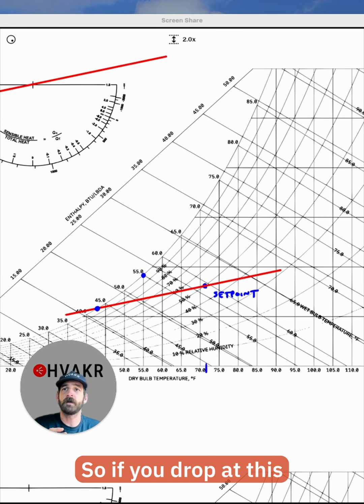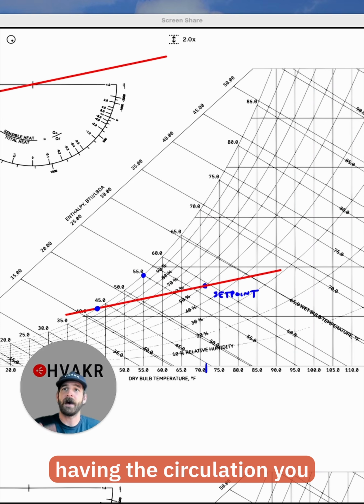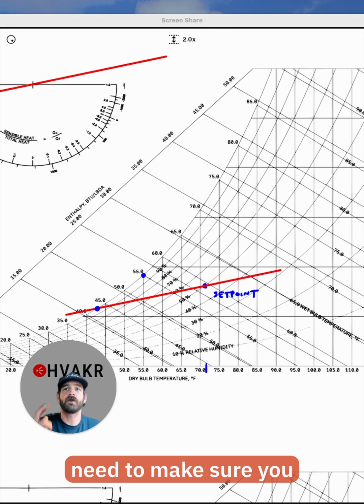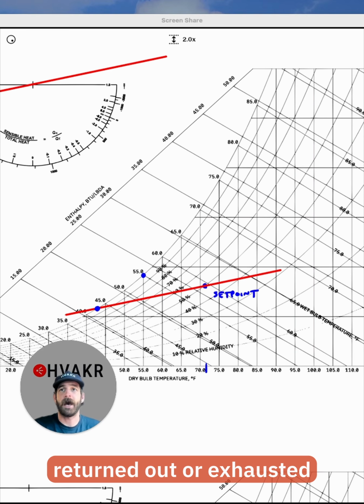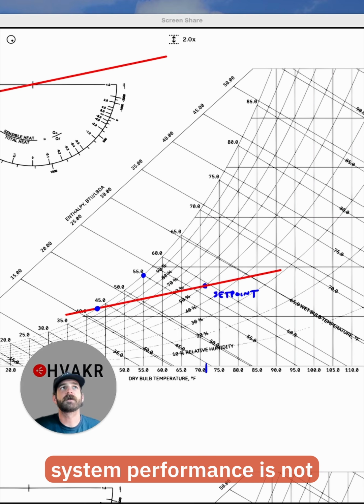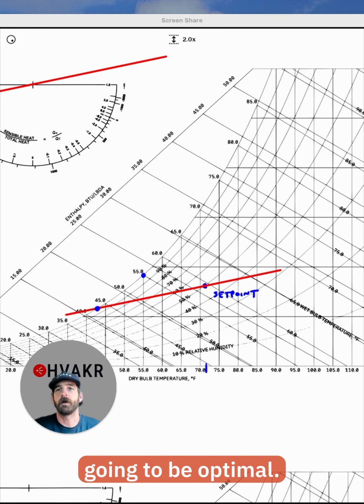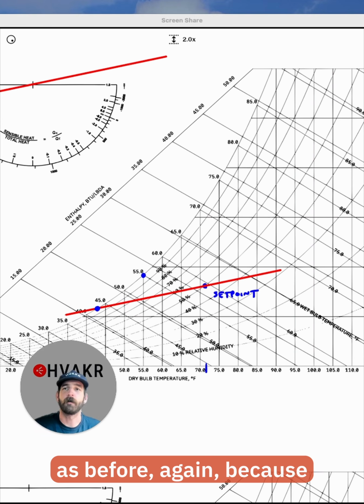So if you drop it this low, your airflow goes way down. It's really cold, so if anybody is right next to a diffuser, that's going to suck. And then you just aren't having the circulation you need to make sure you get full mixing, and that latent load that is present in the space actually gets absorbed and returned out or exhausted out. This is not the best option. It's possible, but your system performance is not going to be optimal, and you might still have the same humidity problems as before, again because of airflow.